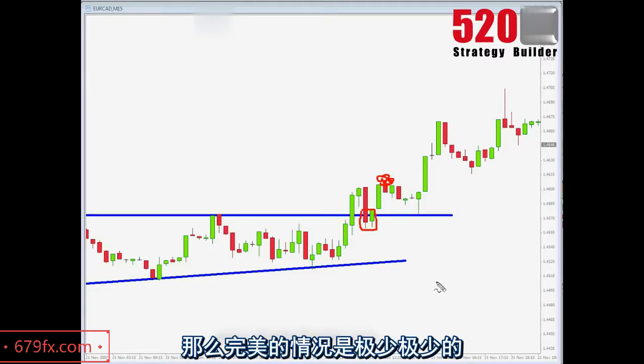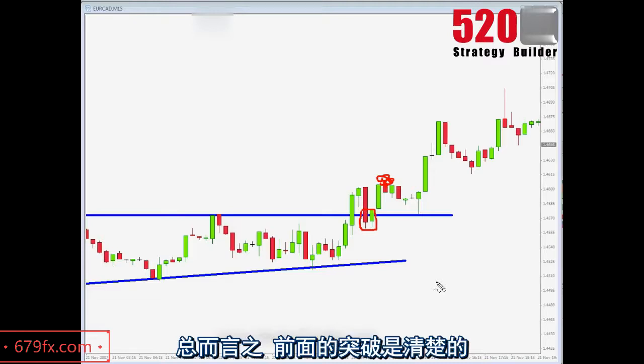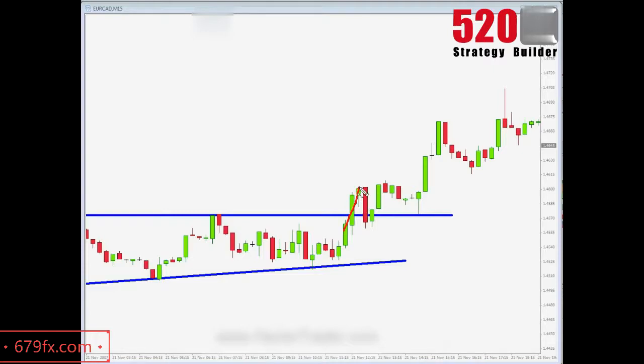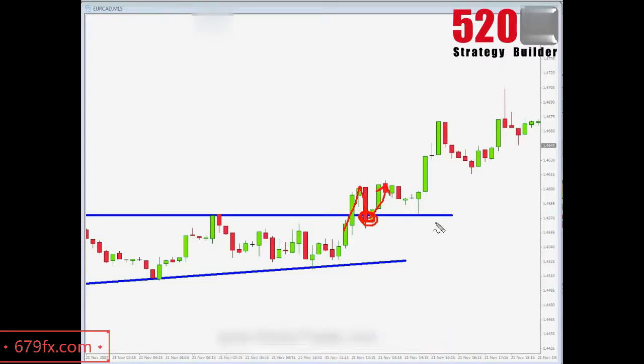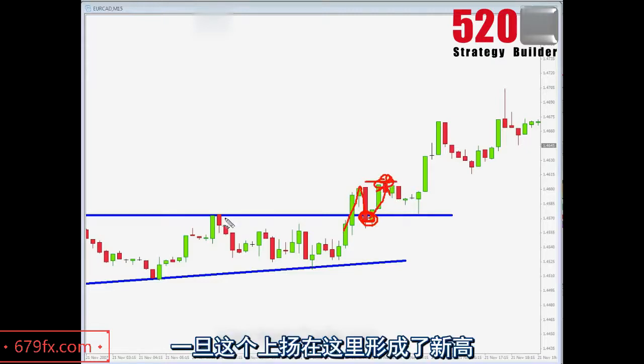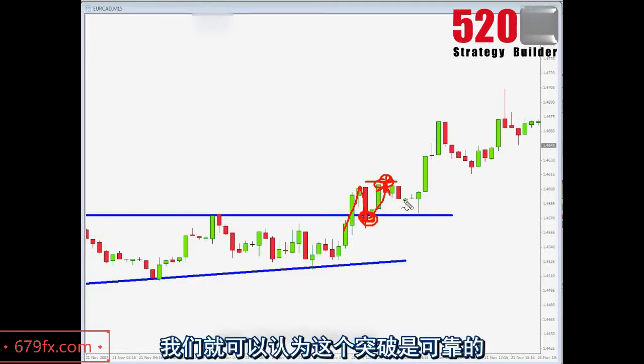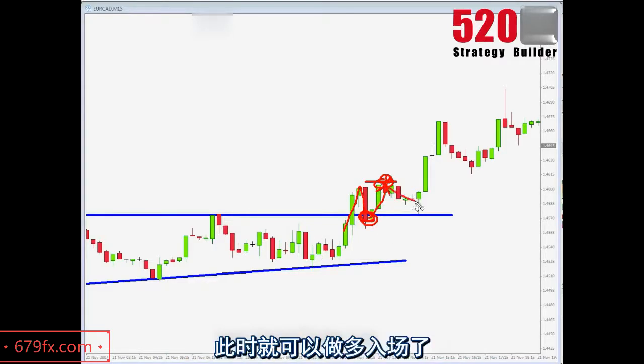Nonetheless, here on the breakout and the pullback, it was just very briefly breached. Immediately after, it went back up. Once that happens and we make new highs right there, we can label this breakout as confirmed, and we are good to go for the long entry.